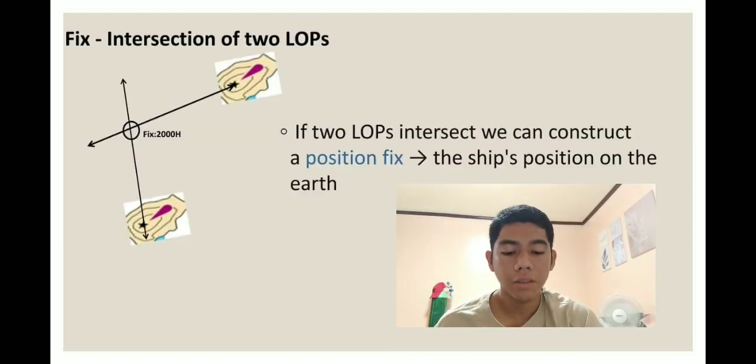Fix or intersection of two LOPs. If two LOPs intersect, we can construct a position fix of the ship's position on the earth. So, if you have two objects or two islands, then your LOPs will meet and intersect. So, you can get a fix.